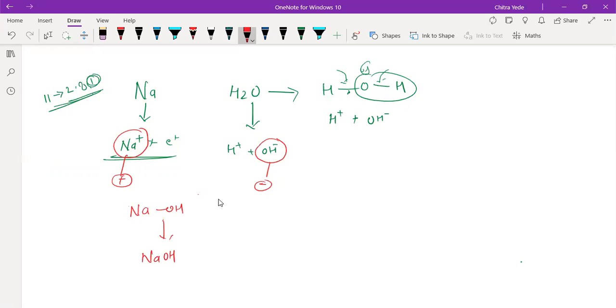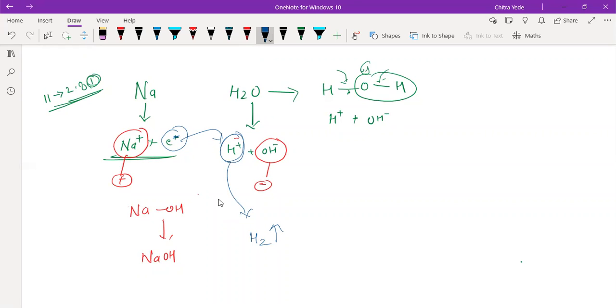We can write it as NaOH. Now what will happen with the hydrogen positive ion? That hydrogen positive ion will gain this electron to form hydrogen gas, and hydrogen gas will be released. Understood? Sir, what is that e, sir? Is it electron? Yes, electron. Sir, this class will end in 3 minutes, sir.